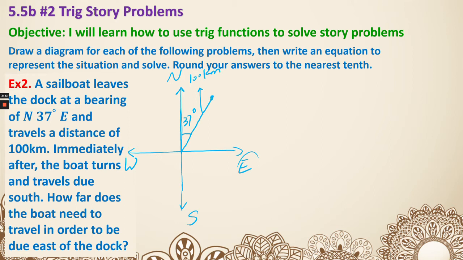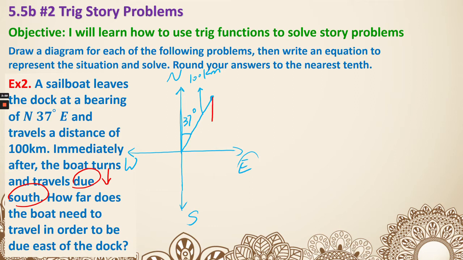Immediately after, the boat turns and travels due south. Here's a word that we don't hear often, due south. That actually means directly toward south. That's what it means. So after the 100 kilometers, it's going to go down. It's going due south.